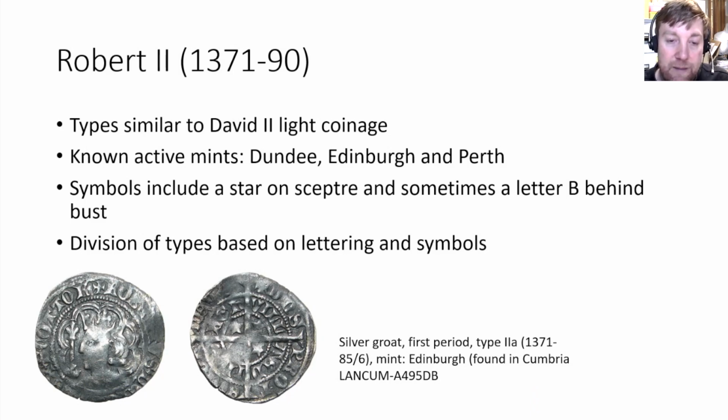So the known mints that were active under Robert II were Dundee, Edinburgh, and Perth. And unlike David, who spent most of his time in Edinburgh, the bulk of the government under Robert II and his successor, Robert III, was actually carried out in Perth.